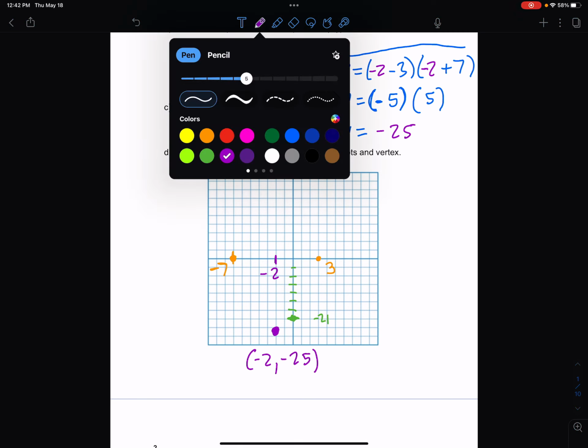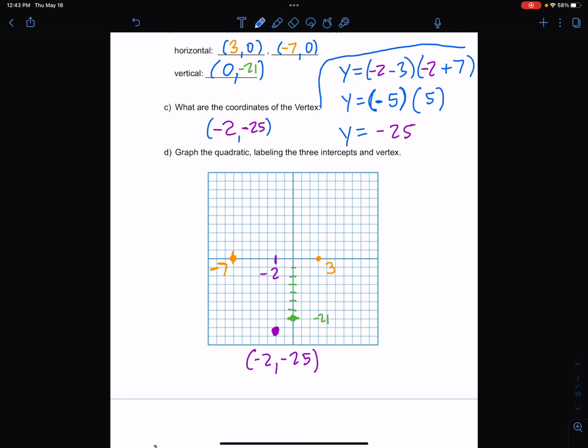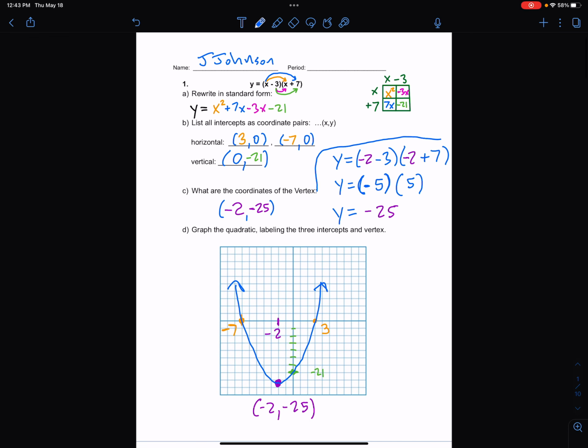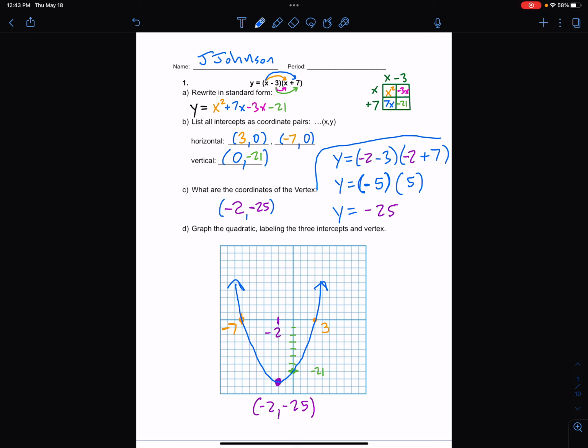And I'm going to graph this thing. My graph is going to go through both horizontal intercepts. It's going to hit the vertex. It's going to go through my vertical intercept. And it's going to look something like that. So there we go. Take your time on this. It's worth a lot of points.